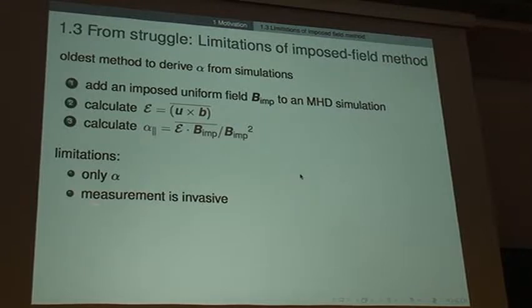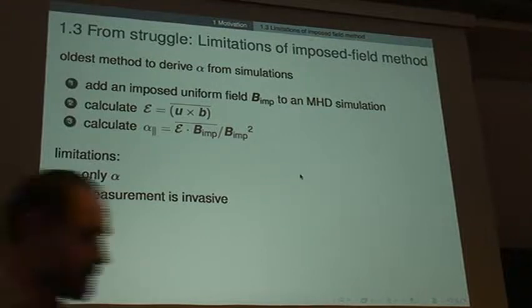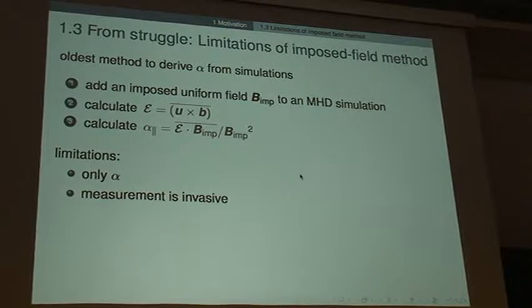And more important even, the measurement is invasive. If you have your original system creating your turbulence and put in the mean field, it means of course to disturb the system. It's no longer the same. And what you measure are properties of the disturbed fluctuations, not of the original ones. This might be a minor inconvenience if the imposed field is very low, but it introduces some sort of uncertainty.